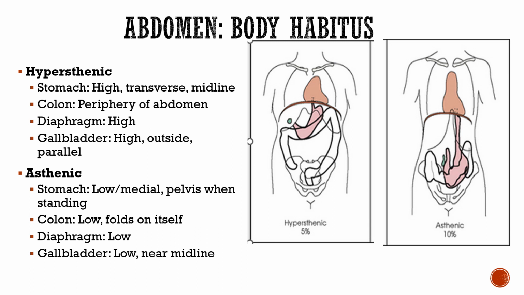Now, if we consider our hypersthenic versus asthenic patient like we did with the chest, the hypersthenic patient is going to have very high organs. They're also going to be very wide organs, meaning that they're going to be wider as far as locations out in the periphery. The gallbladder is high and outside and parallel, and the diaphragm is very, very high in the hypersthenic patient. In the asthenic patient, the diaphragm is very low, and the organs are very long. They're going to be long and also very medial.